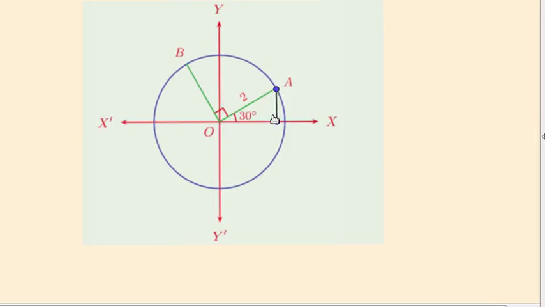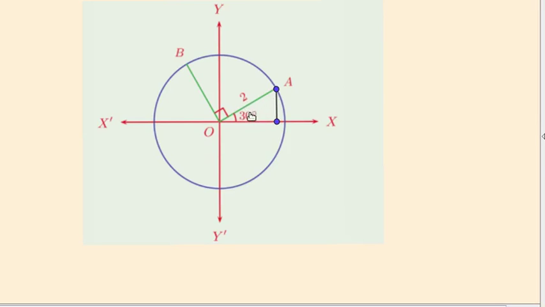What happened? You will get a right triangle. Clear? A right triangle exists. In that right triangle, one angle is 30 degrees, known. This is 90 degree. What about this angle? This is 60 degree. Therefore, this is a 30, 60, 90 degree triangle.